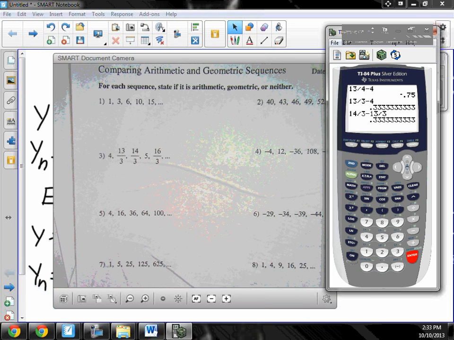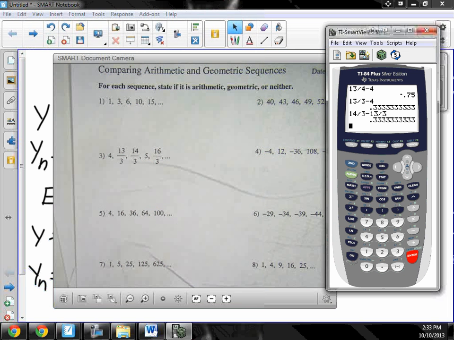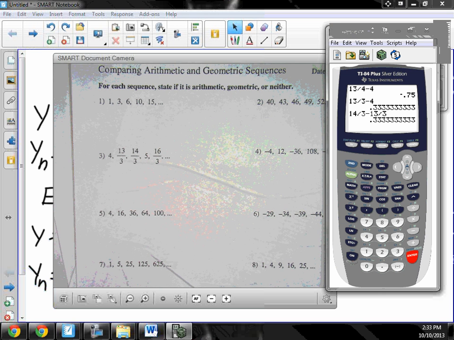+12, +20, +28, +36. What's the pattern? We add 8 more than we added last year, which means the second differences are constant, which means it's quadratic. So it's neither linear nor exponential. All right, number 6.